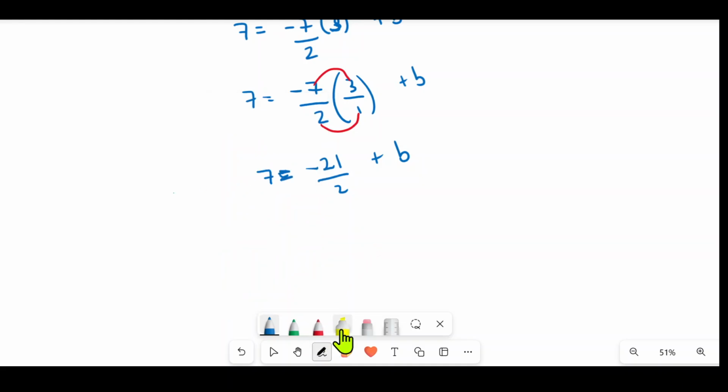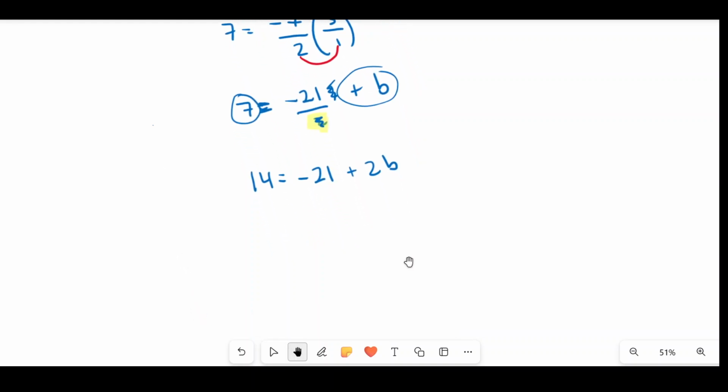But to help me solve for b, I'm now going to multiply by 2. And I'm allowed to do that as long as I multiply everything by 2. So 7 times 2 is 14. Negative 21, well, if I multiply by 2, I'm just canceling the divide by 2. So that's just negative 21. And positive b times 2 is positive 2b. It just means that I don't have to deal with common denominator fractions. For me, this is faster.